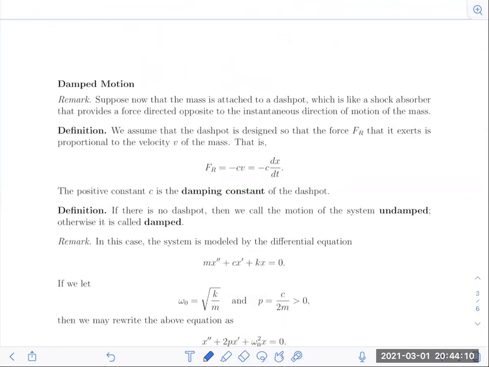All right, so definition, we assume that the dash pot is designed so that the force Fr that it exerts is proportional to the velocity v of the mass. So in other words, we can write this as negative cv, where v is velocity, and then of course we can express velocity as the derivative of position. So here again, the negative is coming from the fact that this force is opposite the direction of motion. So we get that negative. The positive constant c is called the damping constant of the dash pot. So here again, we're assuming that c is constant.